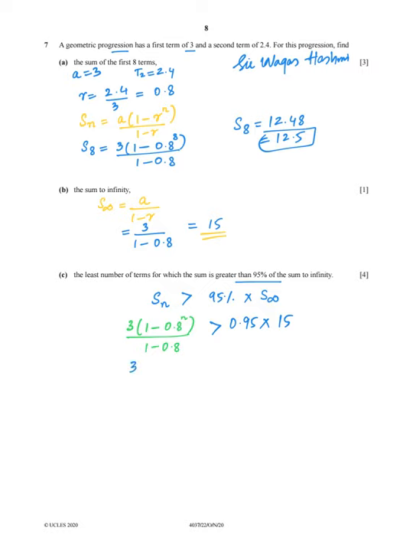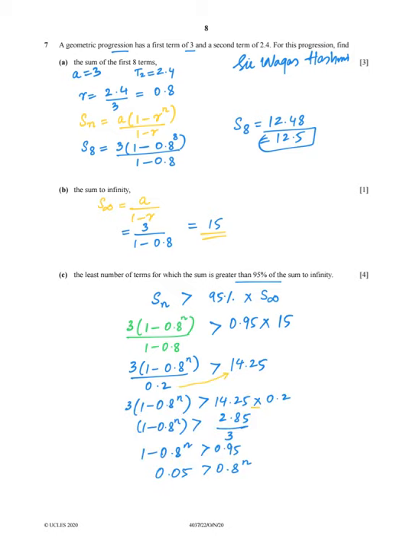So it will be 3(1 − 0.8^n). In the denominator it's 0.2 times 0.95 times 15, which equals 14.25. Now I need to solve this equation. After solving and arranging the equation, I have come up with this step: 0.8 to the power n should be less than 0.05.